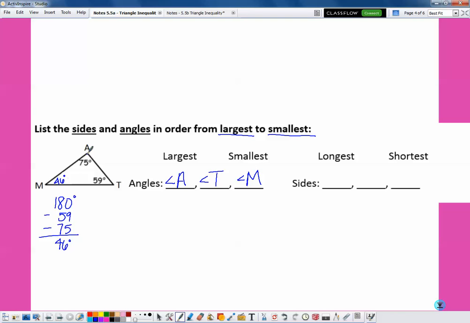Across from angle A would be our longest side, which is side MT. Across from angle T is side MA. And then across from angle M is side AT.